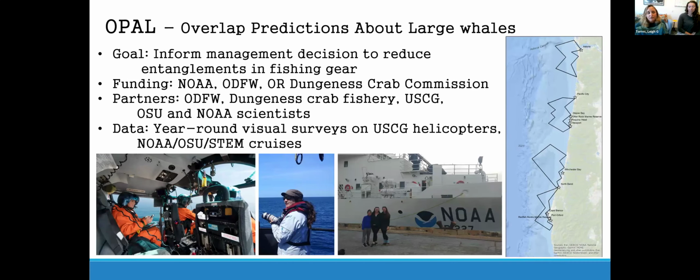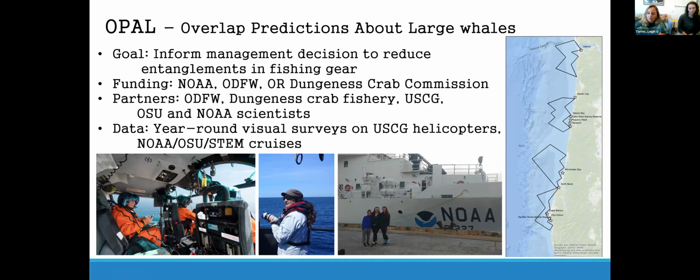What's unique about this project and our data collection for it is that we have this amazing partnership with the U.S. Coast Guard, where we fly in their helicopters 4 times a month along each one of these track lines depicted in the diagram on the right. So we try to do each one of these survey routes once a month throughout the whole year. That is really unique, especially to be able to get data throughout the winter season.